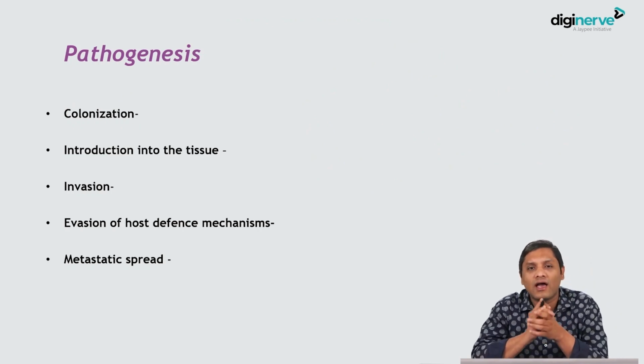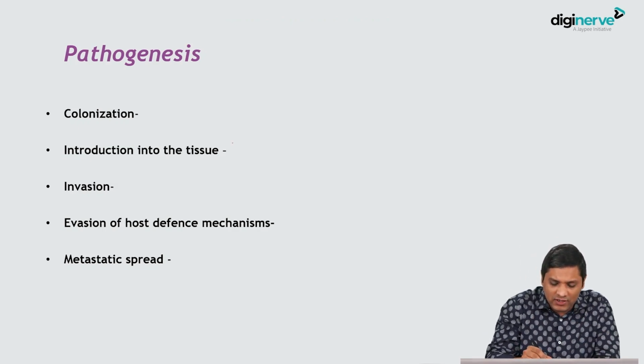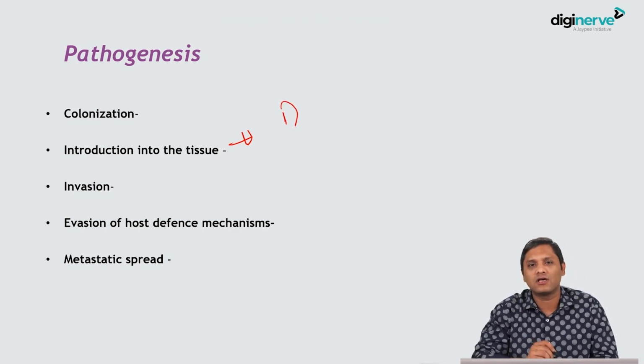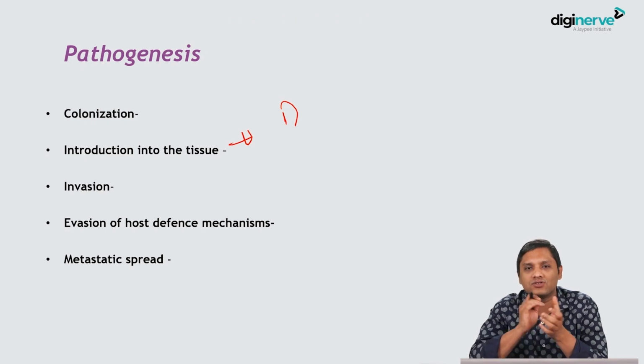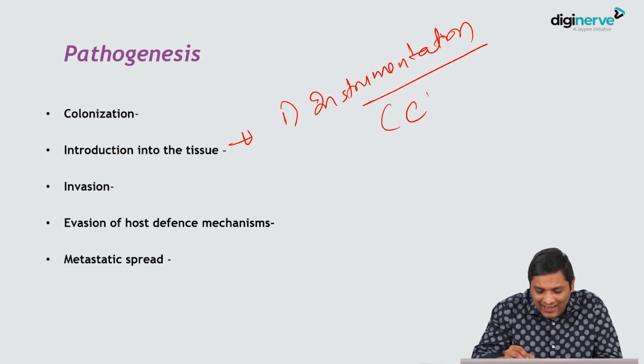Following the colonization, the next event is introduction into the tissue. The Staph aureus has to be introduced into the tissues for the pathogenesis to take place. This occurs only when you have a breach in the skin, because just the presence of Staph aureus on the skin as a commensal doesn't equate to infection. You should be able to introduce the organism into the skin. That may happen through instrumentation, when you perform a certain instrumentation.